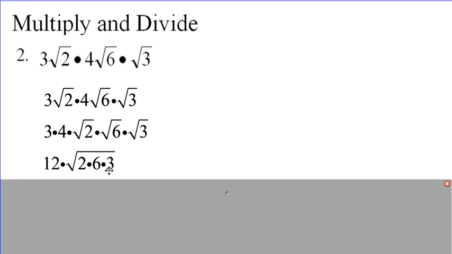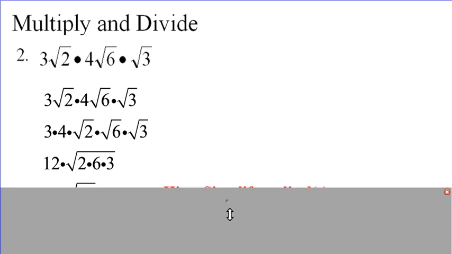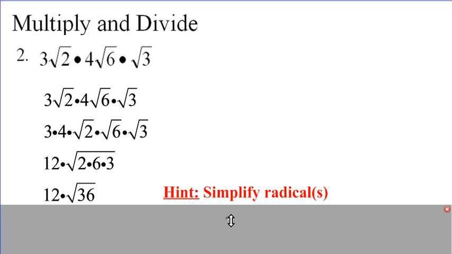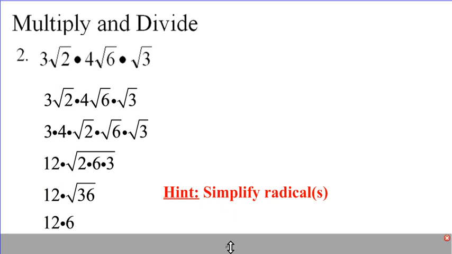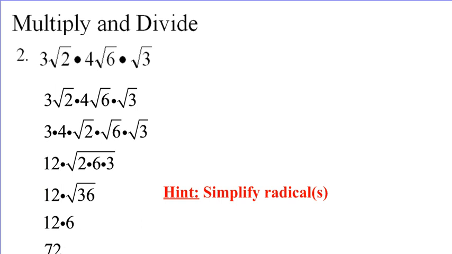2 times 6 is 12. 12 times 3 is 36. So we're working with 12 times the square root of 36. Again, at this point, you always want to ask yourself, can I simplify the square root of 36? Does it have any perfect square factors? In this case, 36 is a perfect square, so we know the value of the square root of 36 is 6. So I'm left with 12 times 6. And we know 12 times 6 has a value of 72.